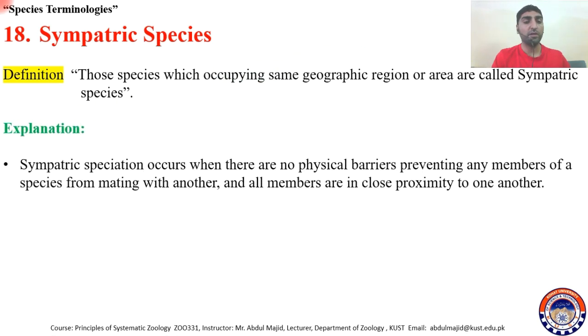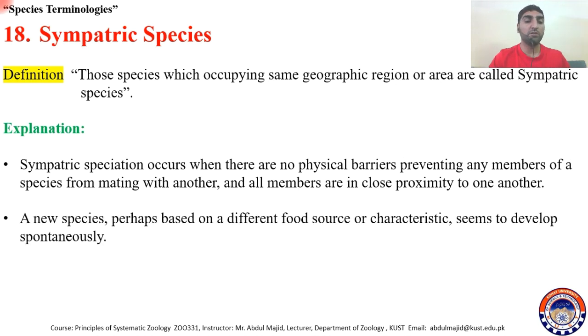So the explanation is that Sympatric speciation occurs when there is no physical barrier preventing any member of a species from mating with another, and all members are in close proximity with one another. They are interbreeding, they are present with each other, they are not geographically isolated, but still speciation occurs. So a new species, perhaps based on different food source or characteristics, seems to develop spontaneously. As I told you, some scientists do not believe in Sympatric speciation, but anyhow it may happen spontaneously.